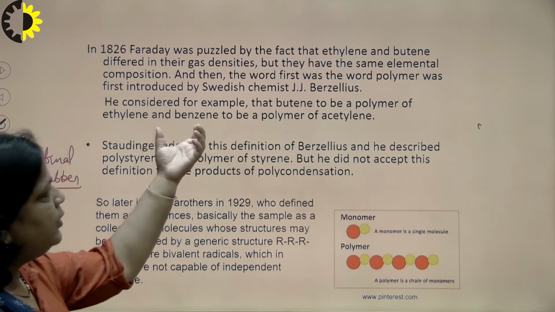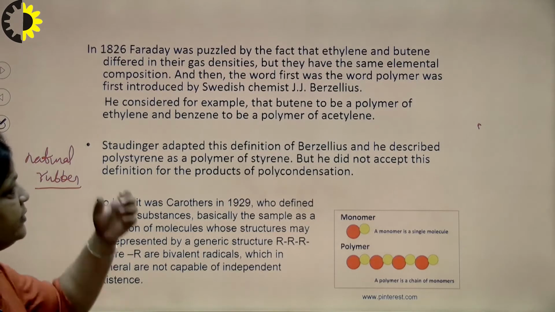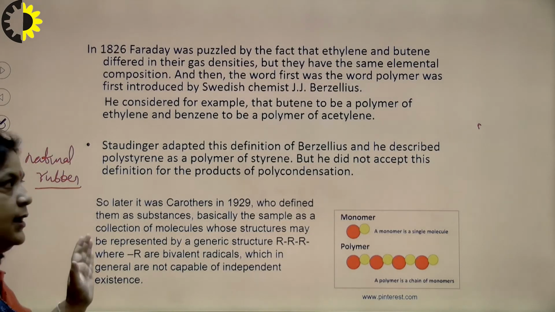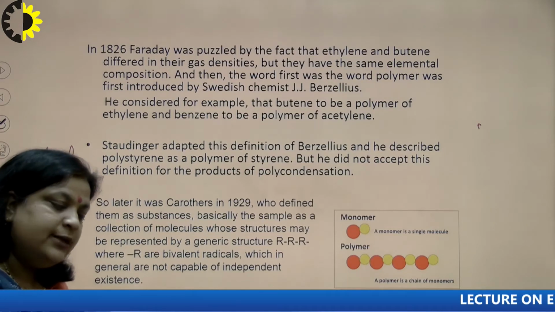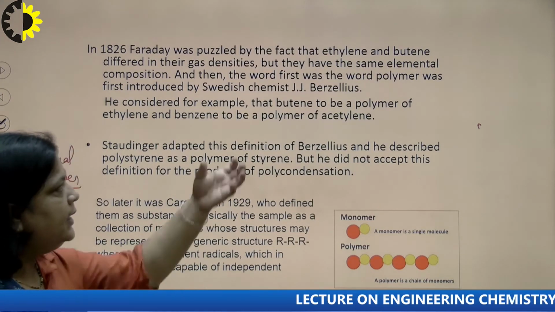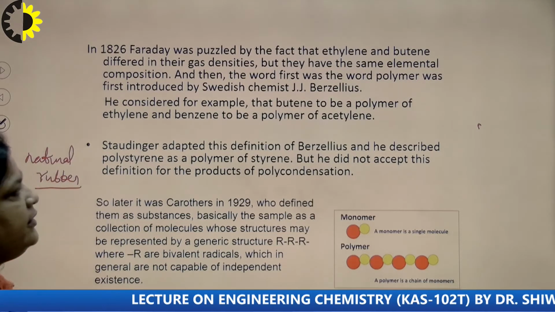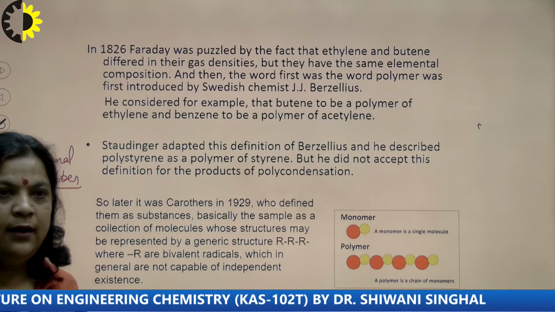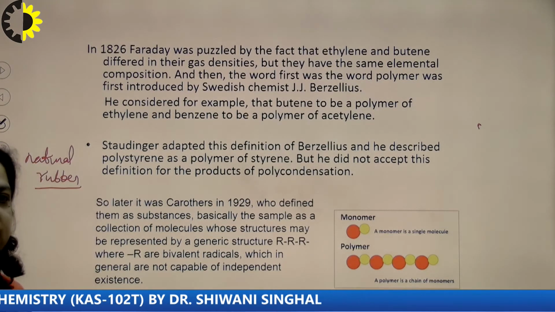So the first word that was discovered was polymer, and it was introduced by the Swedish chemist J.J. Berzelius. He considered, for example, that butene is a polymer of ethylene. It means if we join two molecules of ethylene, then butene occurs, and similarly from acetylene, benzene can be formed. Then Schrodinger adopted the definition of Berzelius and described polystyrene as a polymer of styrene, but he did not accept the definition for the products of polycondensation.